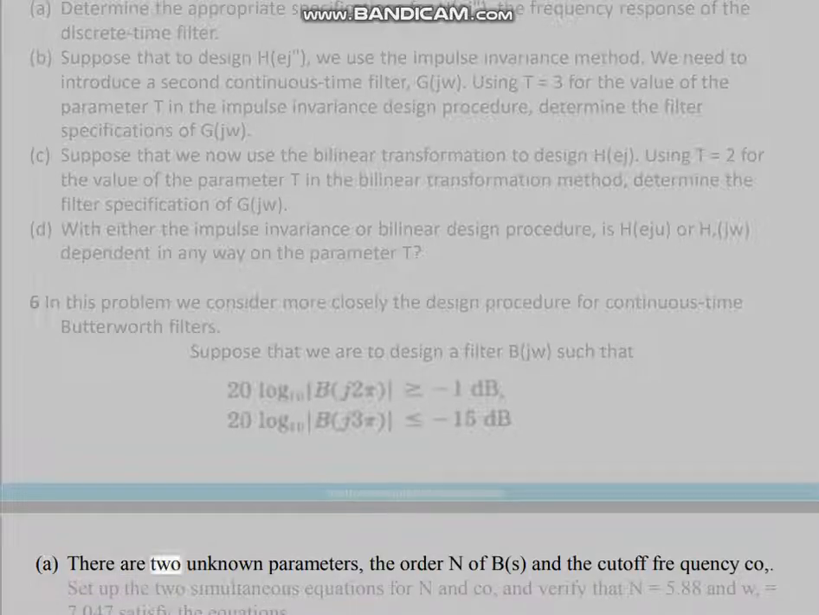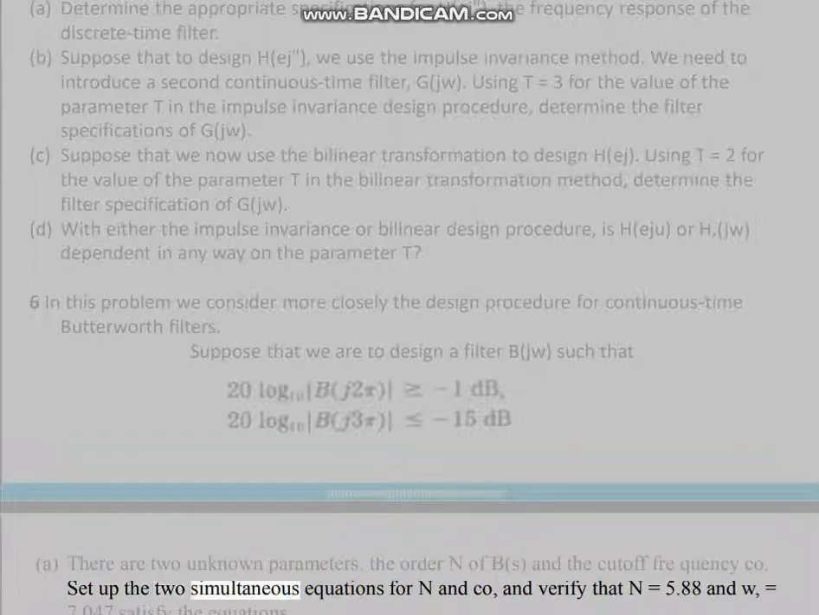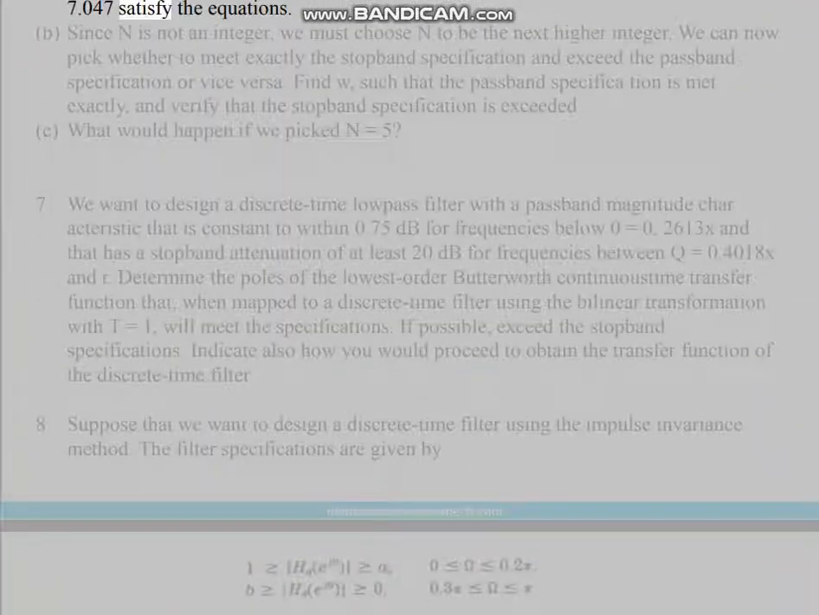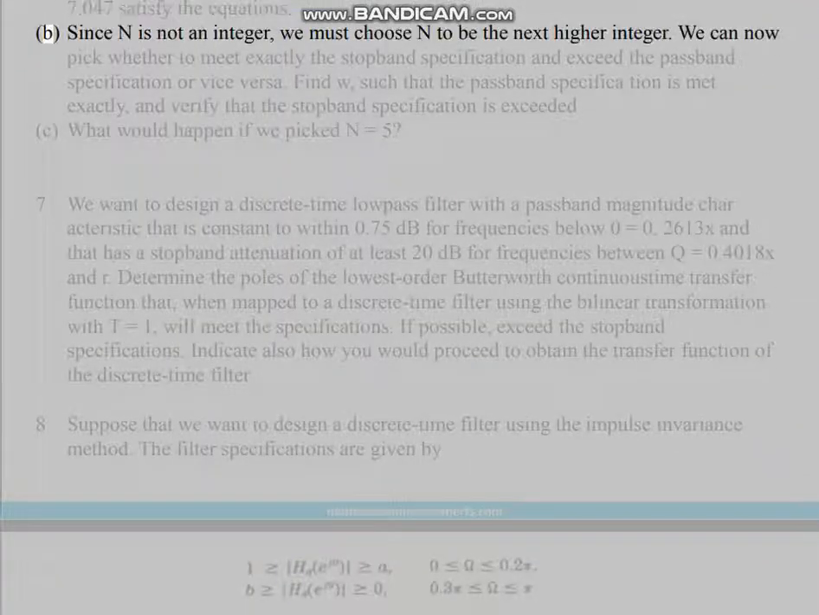A. There are two unknown parameters, the order N of B(s) and the cutoff frequency ω_c. Set up the two simultaneous equations for N and ω_c, and verify that N equals 5.88 and ω_c equals 7.047 satisfy the equations. B. Since N is not an integer, we must choose N to be the next higher integer.